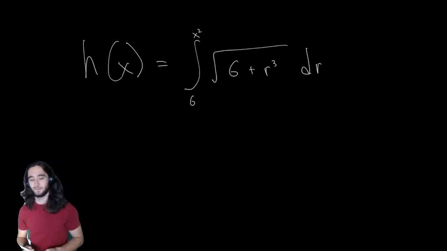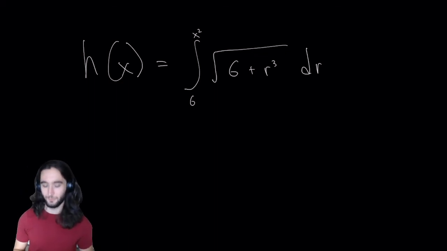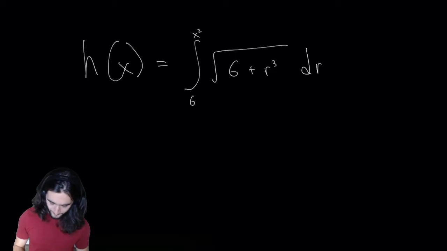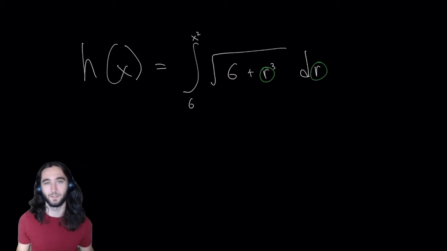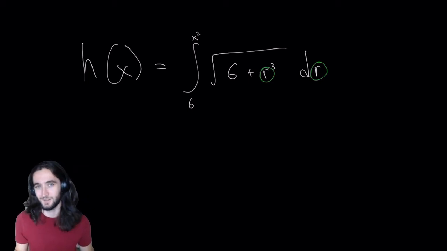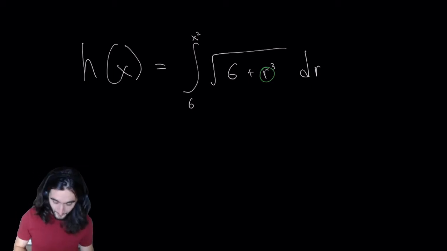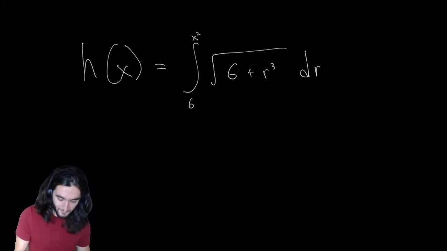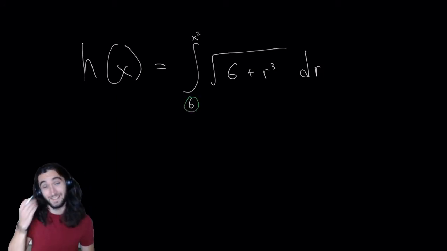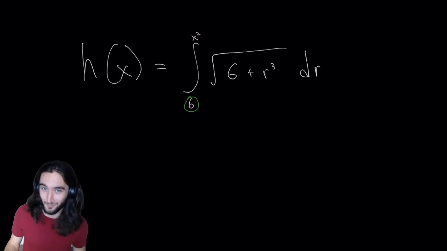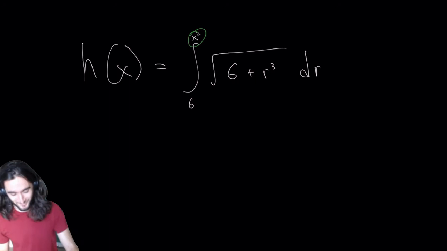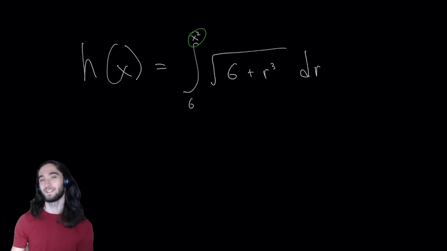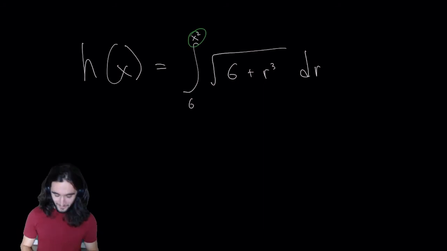So finally we have this one, which is very similar to the one before, but with a couple differences. One difference is that they're using the letter r as the dummy variable of integration. Of course, that's inconsequential. But another difference is that the bottom bound is 6 instead of 1. That's also pretty much inconsequential. But the other difference, which is not inconsequential, is that the upper bound is not simply x, it is x squared. So that makes a big difference, right?